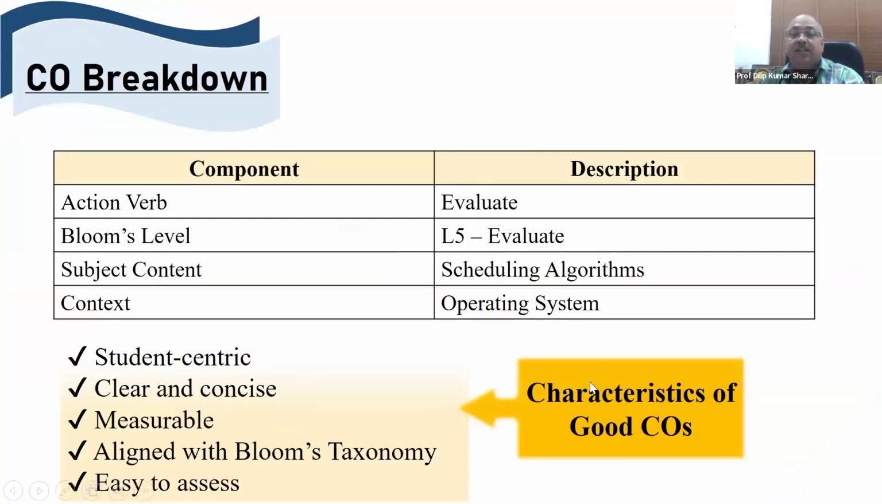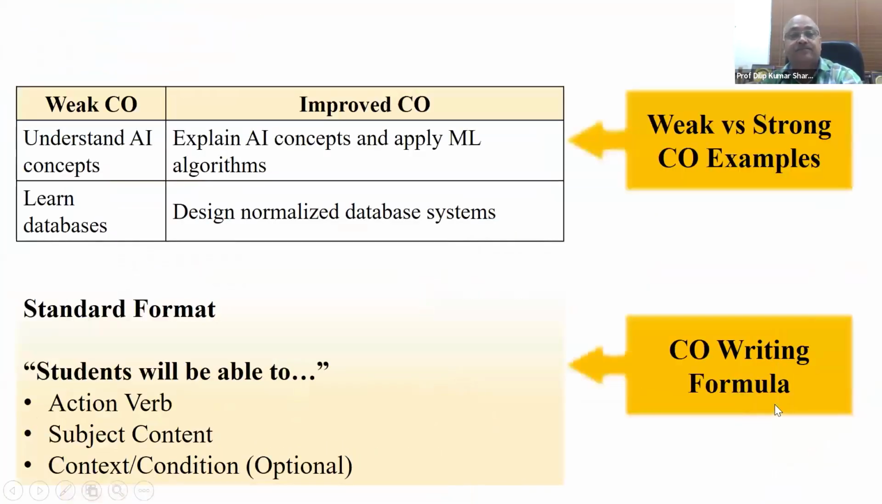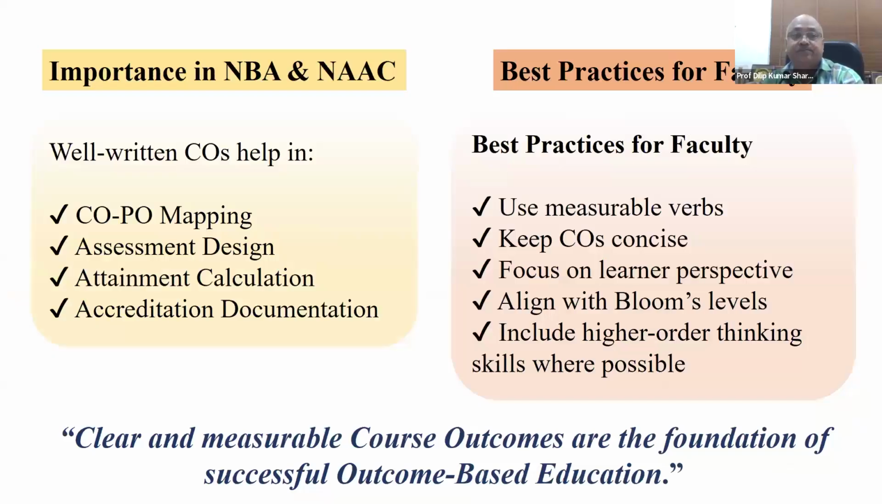All the things. So the characteristics of good COs: student centric, clear and concise, measurable, aligned with Bloom's taxonomy, easy to assess. That I have already asked you. So clear and measurable course outcomes are the foundation of successful outcome-based education. So if you have this sufficient awareness, nobody can say you have limited awareness.